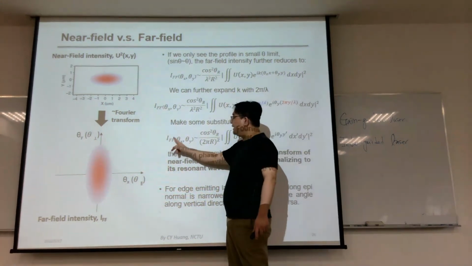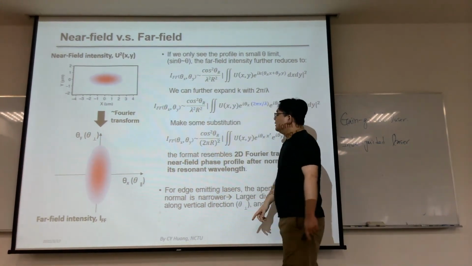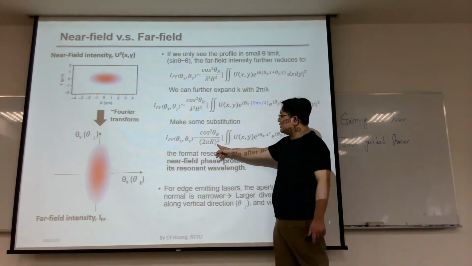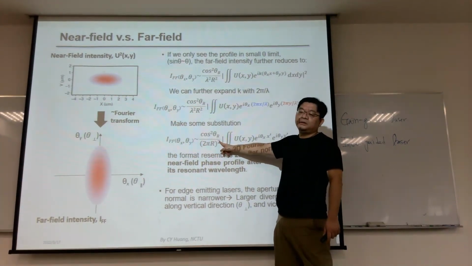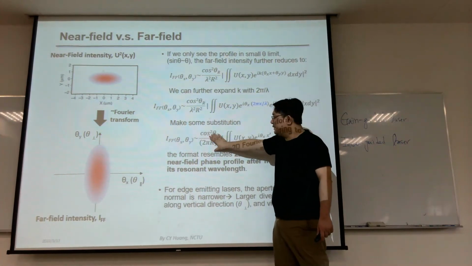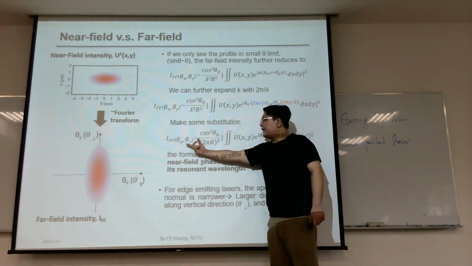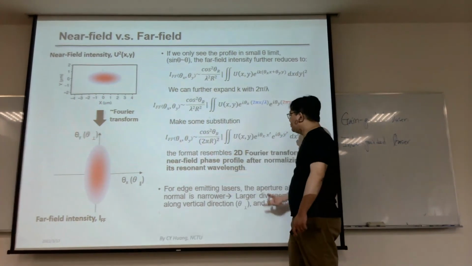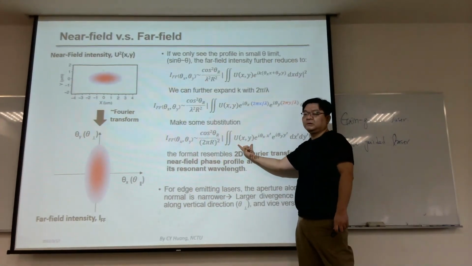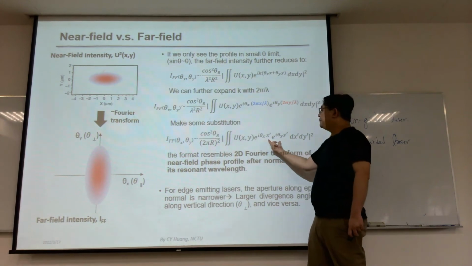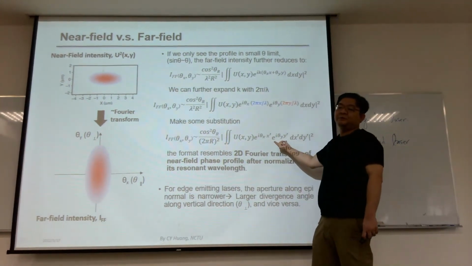So the far field pattern, the intensity surely is divided by R squared. This is for energy conservation. But its profile should be pretty close to its near field with Fourier transformation.